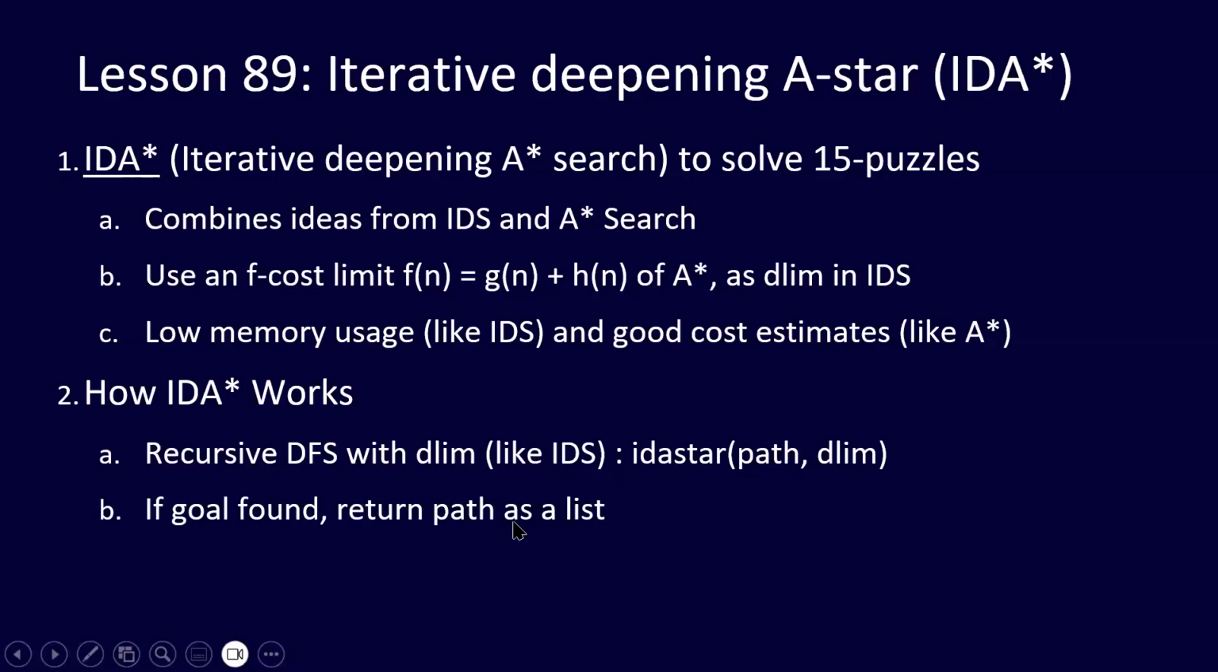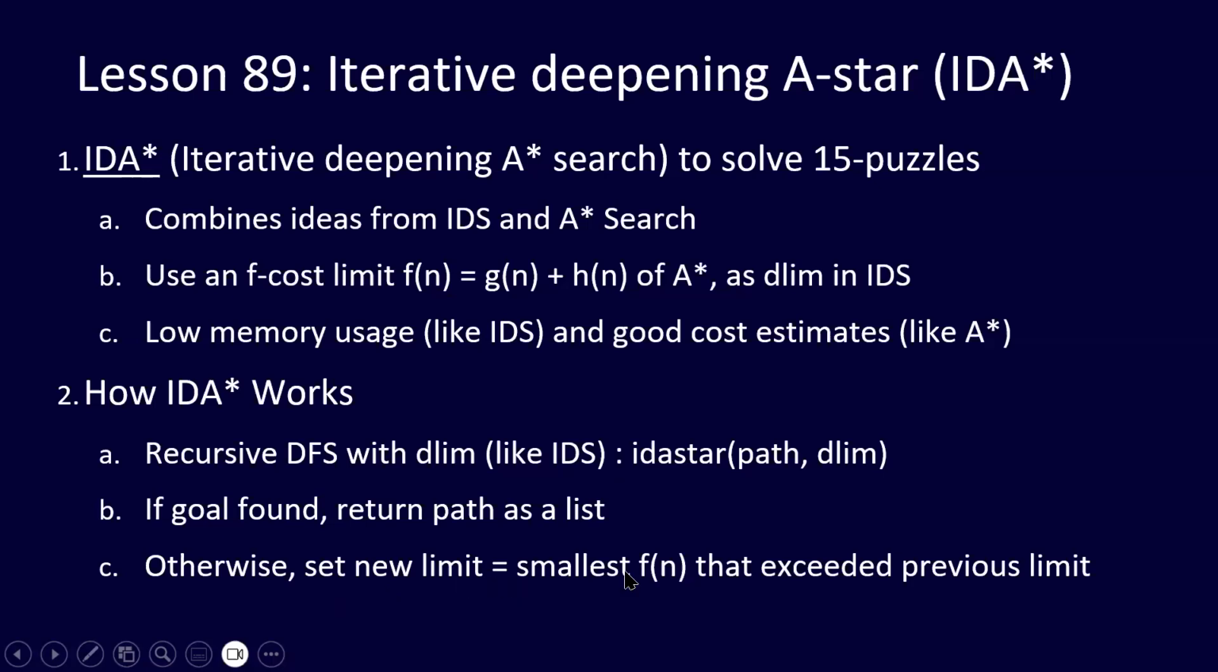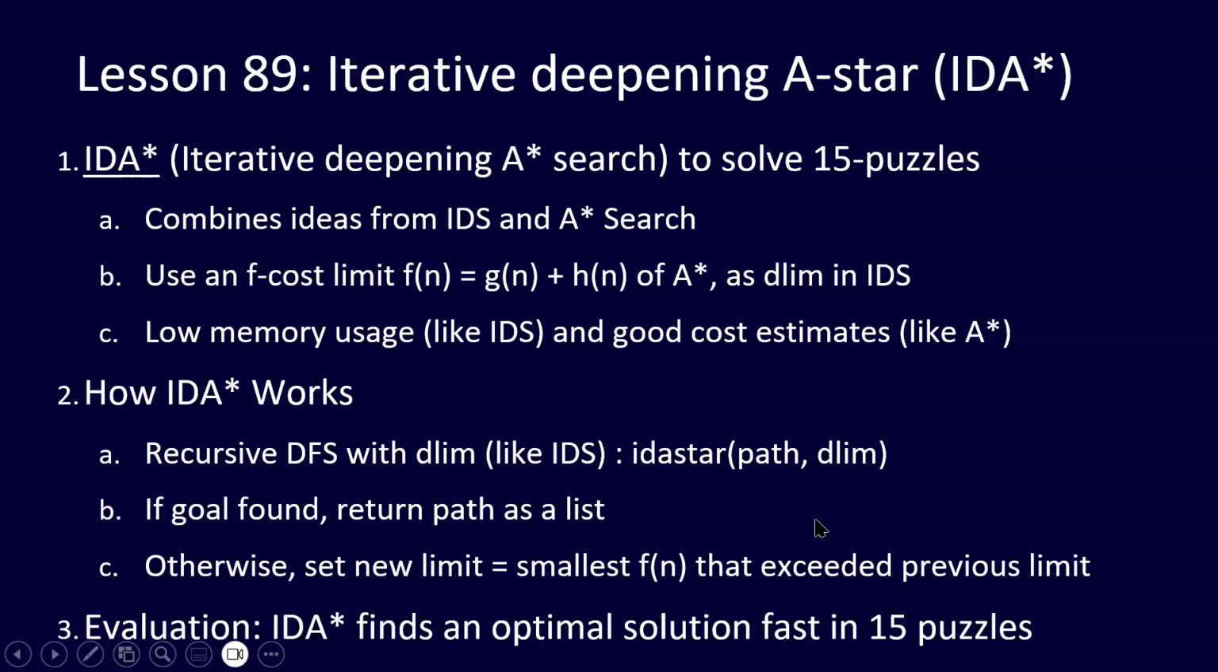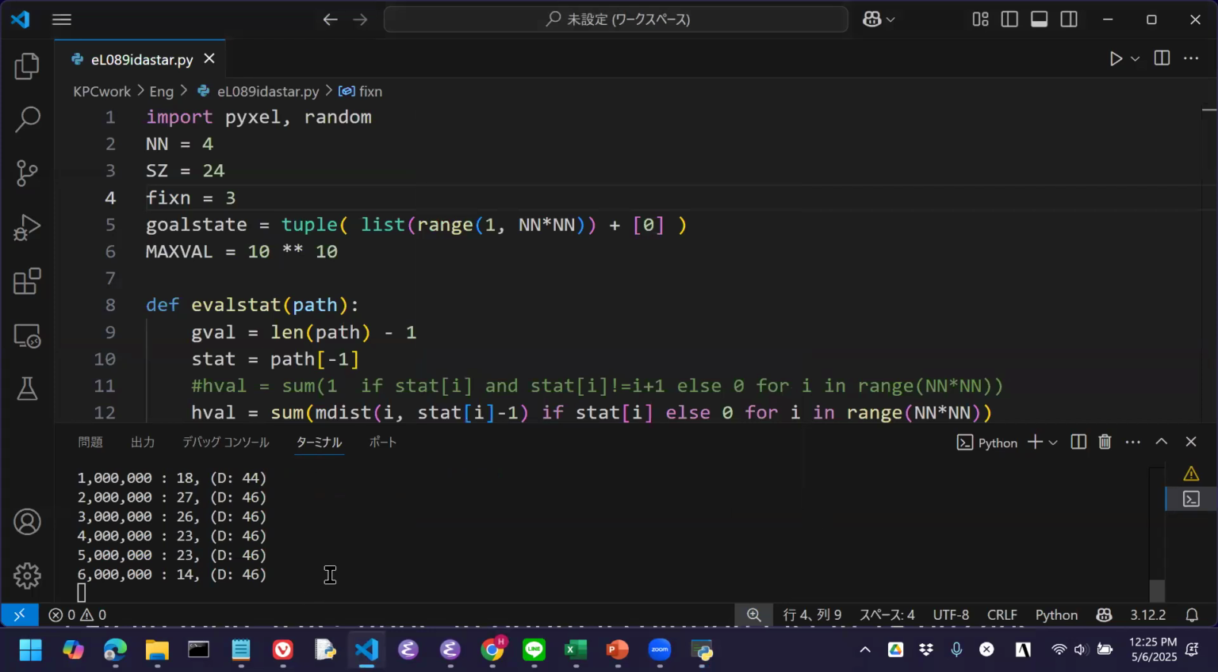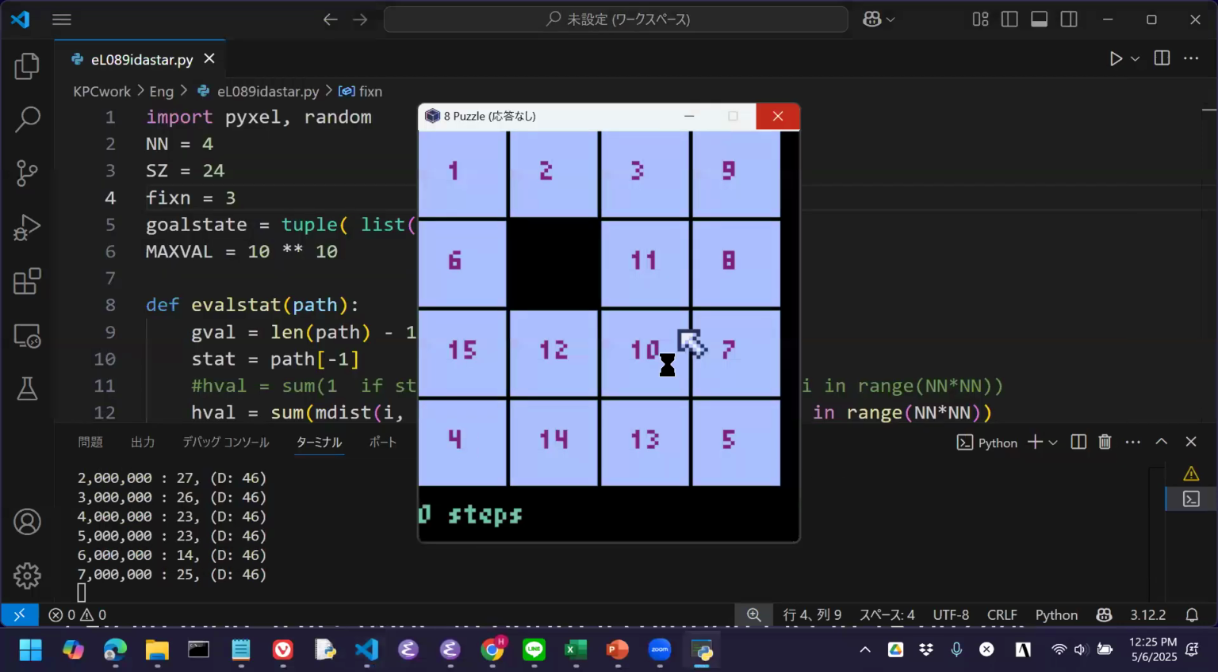So if the goal is found, return the path as a list, and otherwise set the new limit at the smallest value that exceeded the previous limit. This is the code. Please check the code. And evaluation: IDA star finds an optimal solution very fast in 15 puzzles as well. This is my message today. For some of the 15 puzzles, of course, it's challenging, but it can give good results very fast. Please check yourself and see how wisely it solves most of the very challenging 8 puzzles. And in the next session, I will summarize the findings.